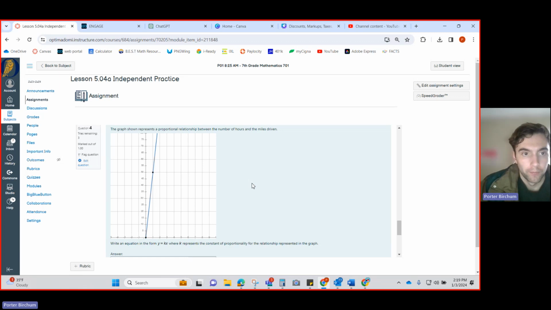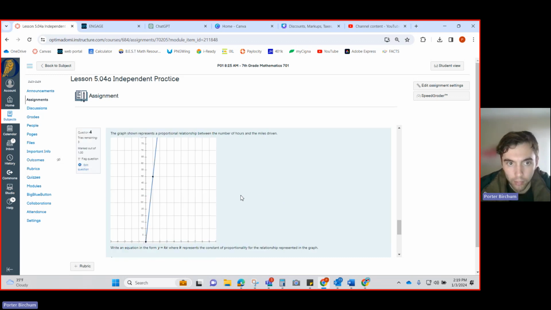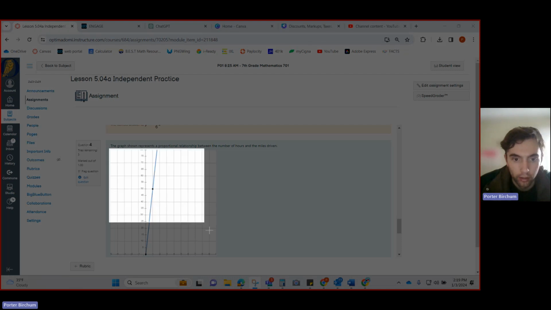Let's move on to question 4. The graph shown represents a proportional relationship between the number of hours and the number of miles. Write an equation in the form y equals kx, where k represents the constant of proportionality for the relationship represented in the graph. So I need to write an equation in the form y equals kx, where k is the constant of proportionality. So I need to find the constant of proportionality for this graph.